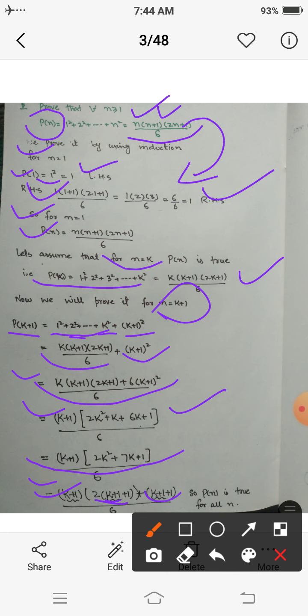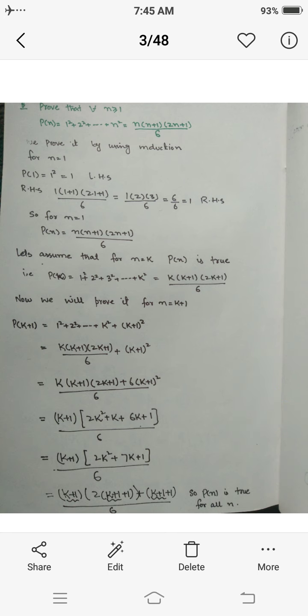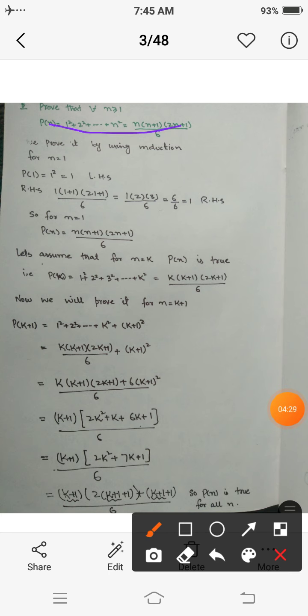So this means that the given statement is also true for n equals to k plus 1. Hence by the principle of mathematical induction, p of n is true for each and every n. So this means that we can say that the sum of the first n squares is n into n plus 1, 2n plus 1 upon 6.